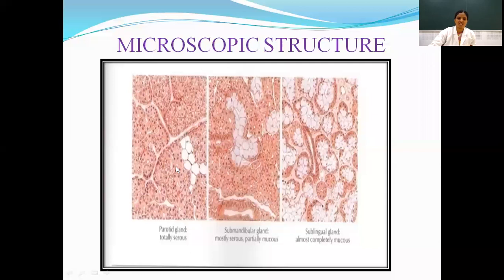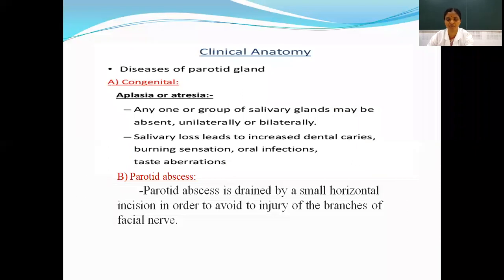From the acini, a small duct arises. What is that? Intercalated duct. The intercalated duct opens into the interlobular ducts. These interlobular ducts collectively form the main parotid duct, which is also known as Stenson's duct.